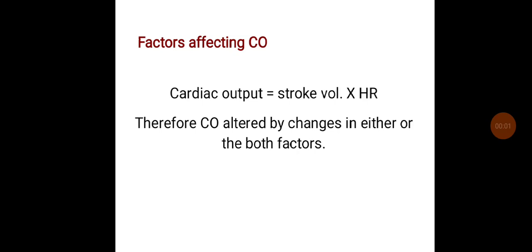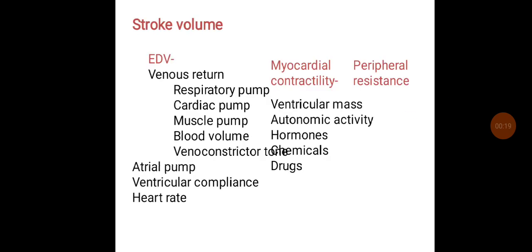Students, in this class we'll try to understand what the different factors are that affect cardiac output. As we know, cardiac output can be given as stroke volume times heart rate. Therefore, cardiac output is altered by changes in either of these factors. Stroke volume mainly depends on the end diastolic volume, myocardial contractility, and the peripheral resistance.